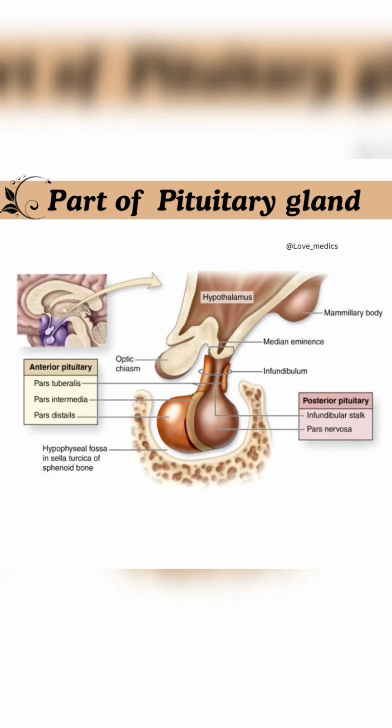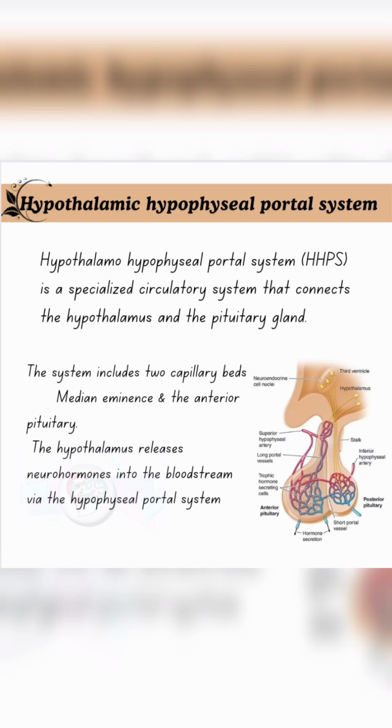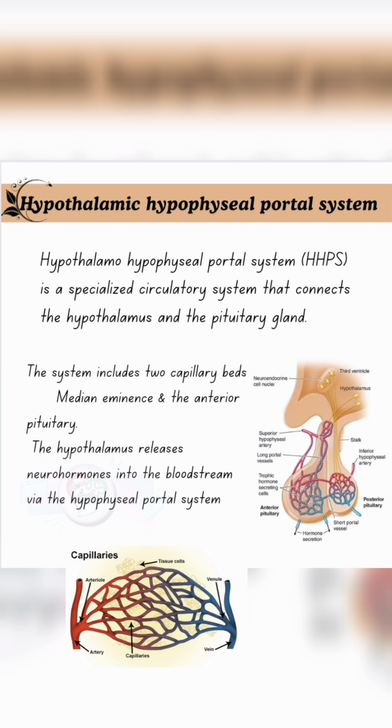Next, hypothalamo-hypophyseal portal system. Hypothalamo means hypothalamus, hypophyseal means pituitary gland, portal system. What is a portal system? Okay, what is our blood vessel pattern? Artery carries the oxygenated blood. Next, arteriole, then capillary. It gives the oxygenated blood to the tissue and it carries the carbon dioxide to the blood vessel and then it goes into venule and then vein.